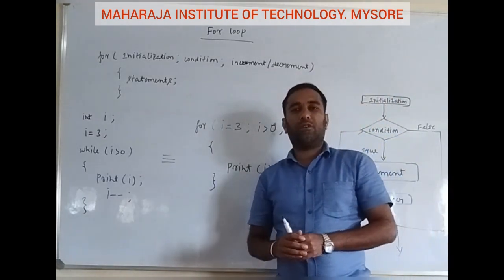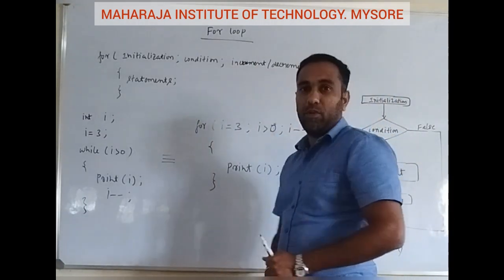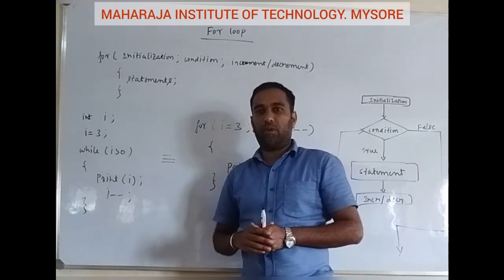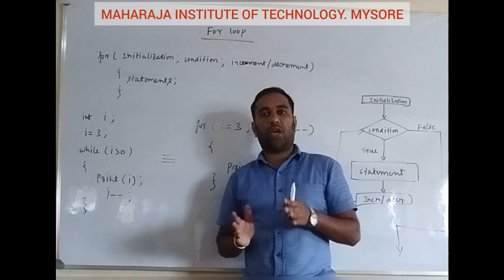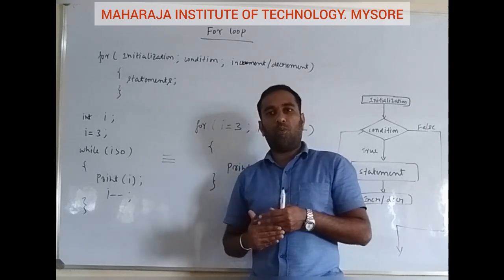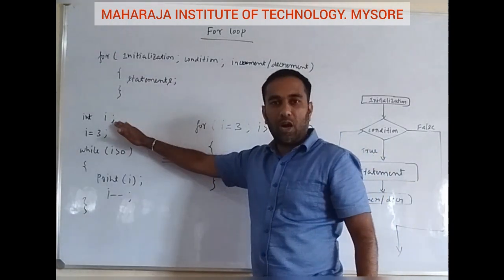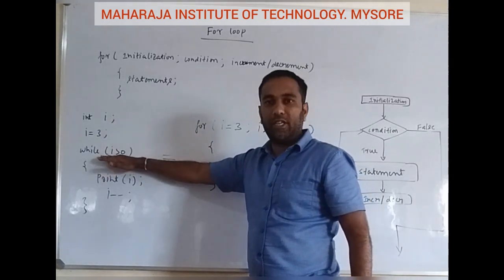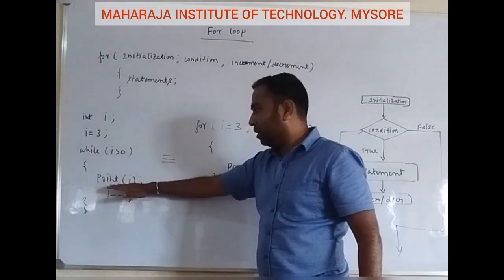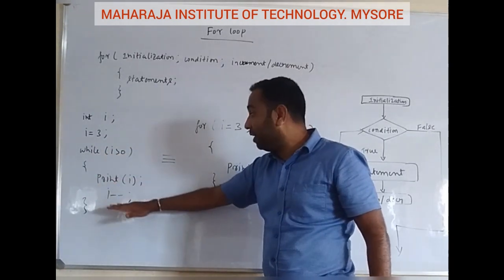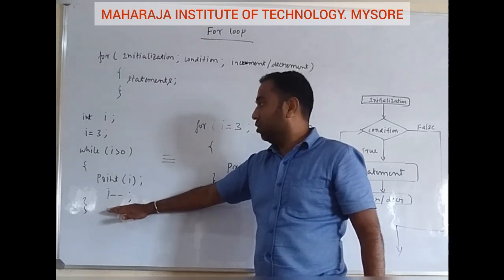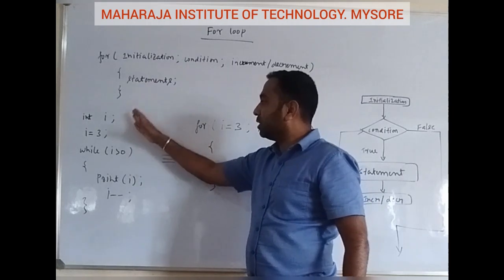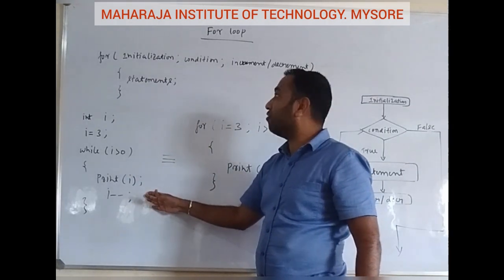So in this lecture, we will discuss the for loop. Before understanding the for loop, let us recall the while loop, which I already explained in the previous class. In this case, we initialize the value, then we check the condition. If the condition gets satisfied, then we print the value, then we decrement the value. This is the syntax for the while loop. The same statement I'm going to write using the for loop.